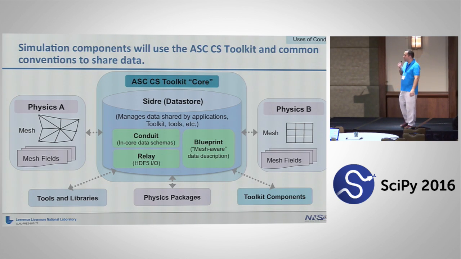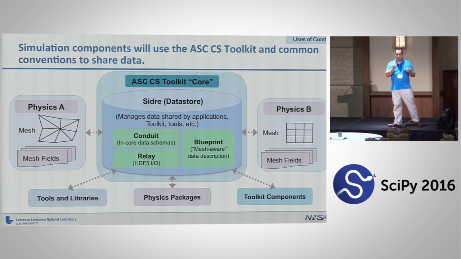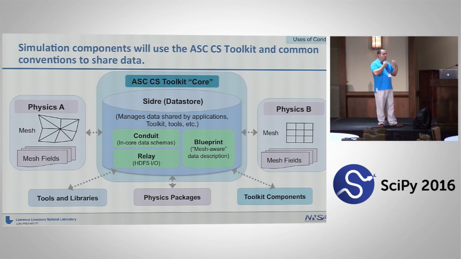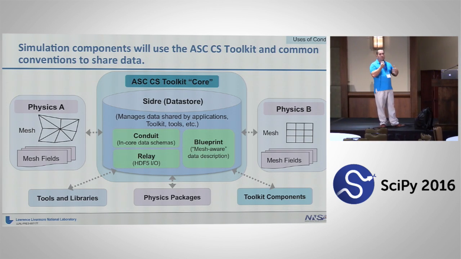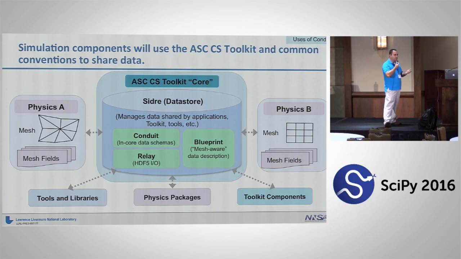In our ideal scenario, which is what we're working to prove, you'll be able to put all your data in this data store with hierarchy and context, and then you'll be able to easily share it between various physics packages and various tools. This is where we're going.